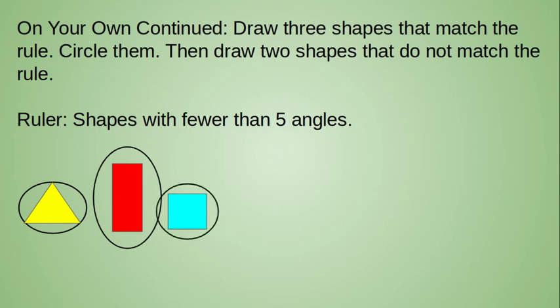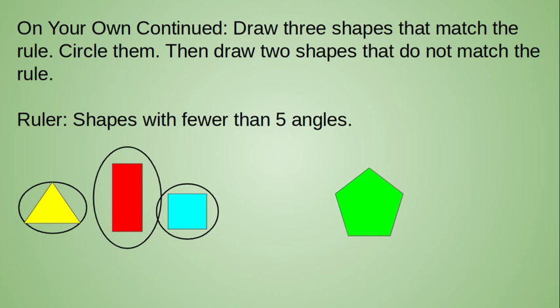All right, we're not done yet. There was another direction. It says then draw 2 shapes that do not match the rule. So they cannot match the rule, and the rule was shapes with fewer than 5 angles. So now if I want to not match the rule, I need to draw 2 shapes that have 5 or more angles. Well, let's start with a 5-angled shape. Let's make a pentagon.